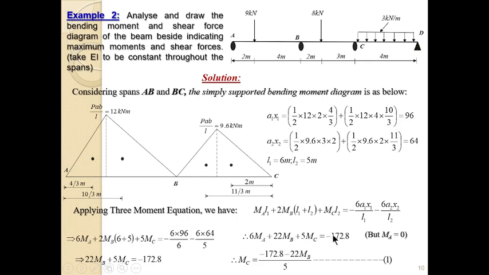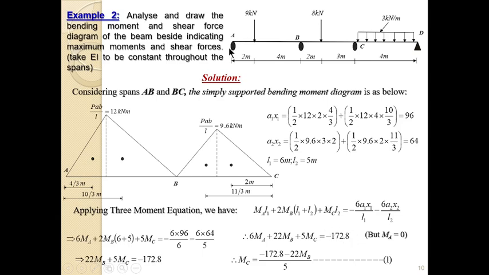This is 6 times, we know that A1 X1 is 96, so it's 6 times 96, over L1, which is 6. Now, A2 X2 is 64, 6 times that over L2, which is this. So the whole of this sums up to minus 172.8.